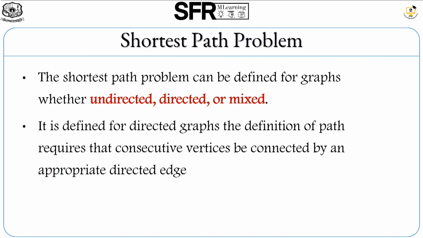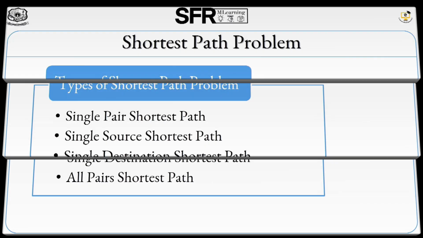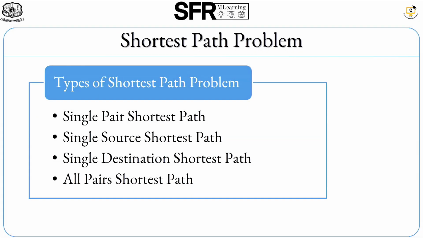The shortest path problem can be defined for a graph, whether it is a directed graph, an undirected graph or a mixed type. For a directed graph, the definition of a path requires the consecutive vertices to be connected by an appropriate directed edge. Let's see some types of the shortest path problem: single pair, single source shortest path, single destination shortest path, and all pairs shortest path. These are the different types of path problems.